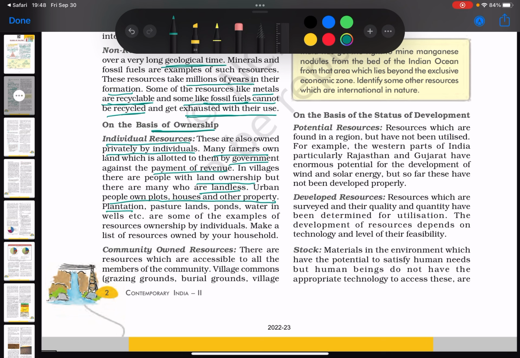Similarly, plantations, pasture lands, ponds, and water in the wells are also some examples of resource ownership by individuals. Now you can try to make a list of resources owned by your household.